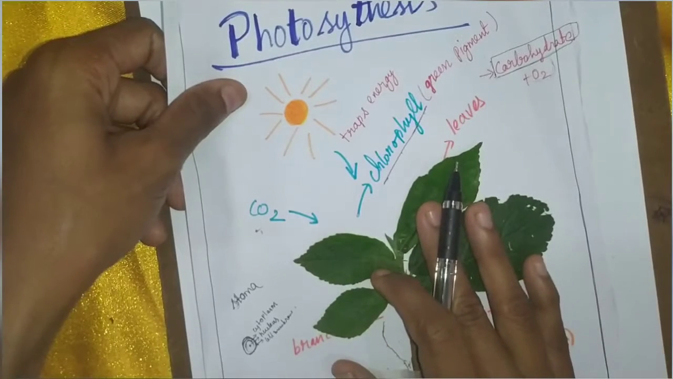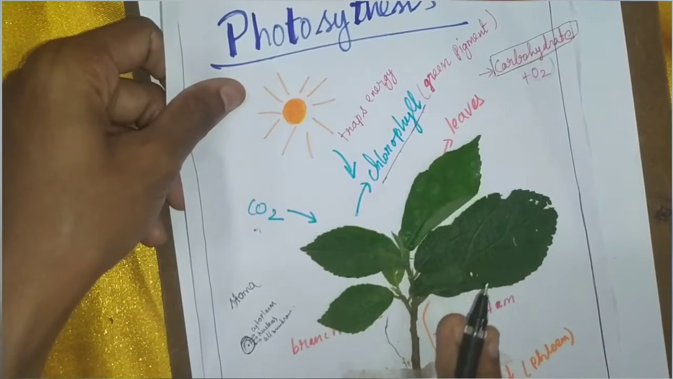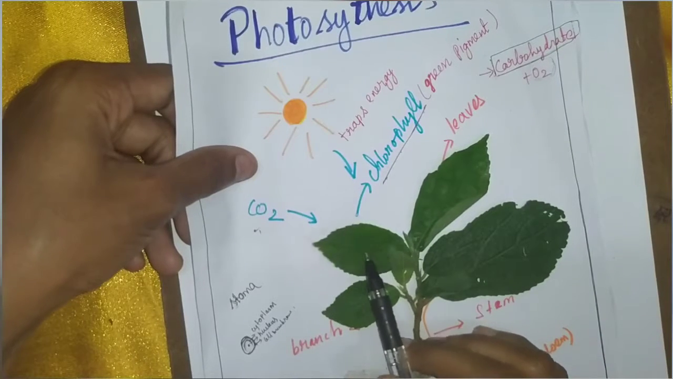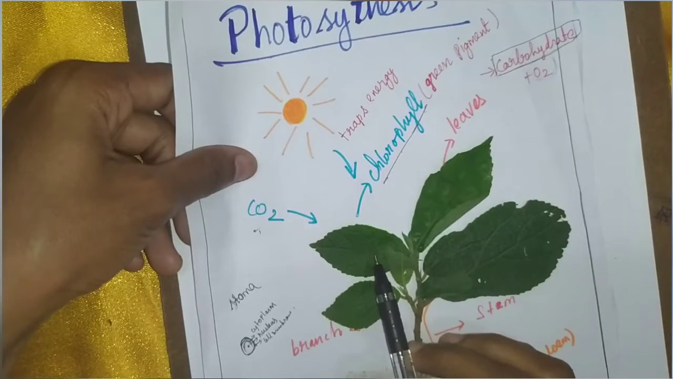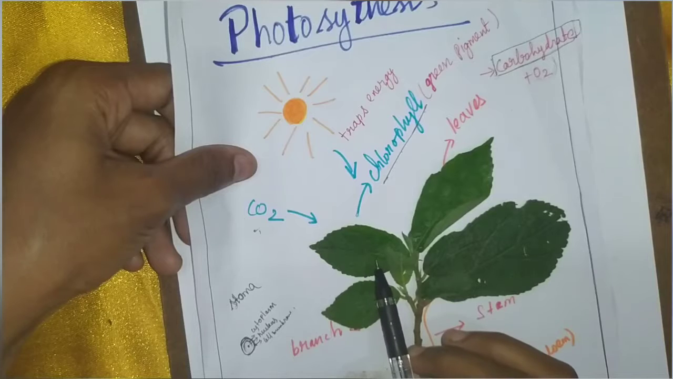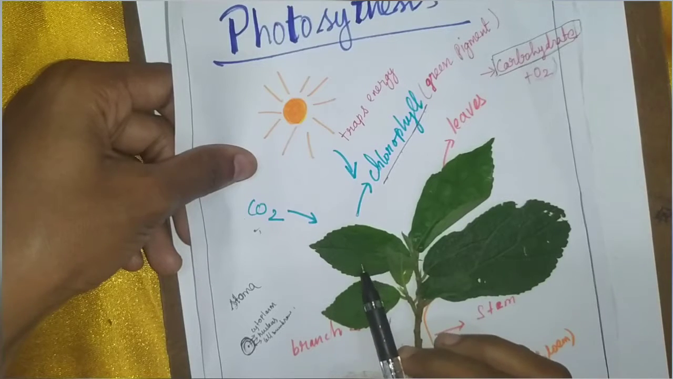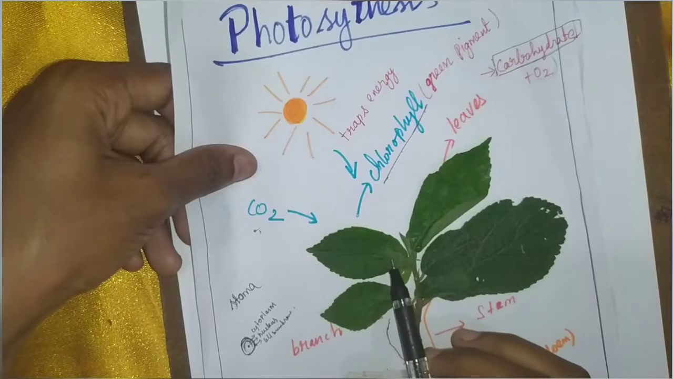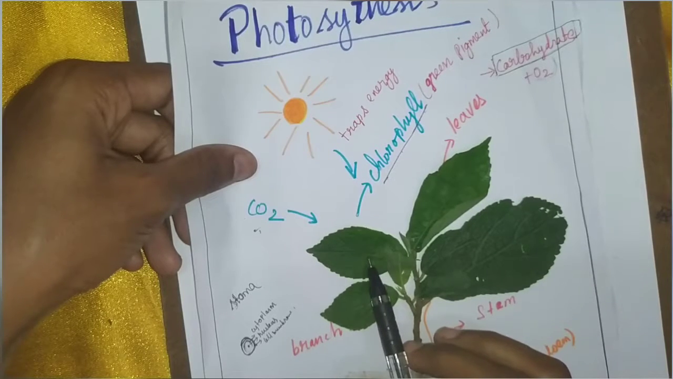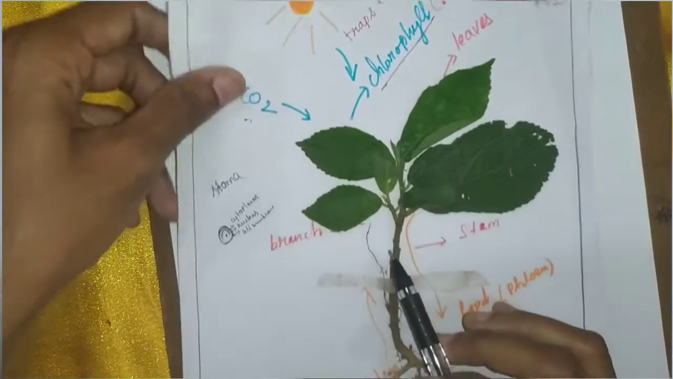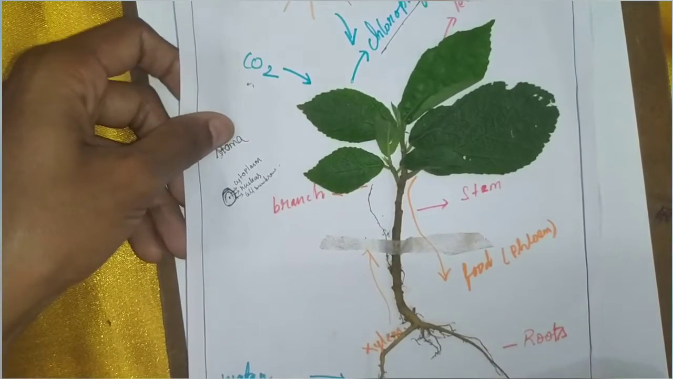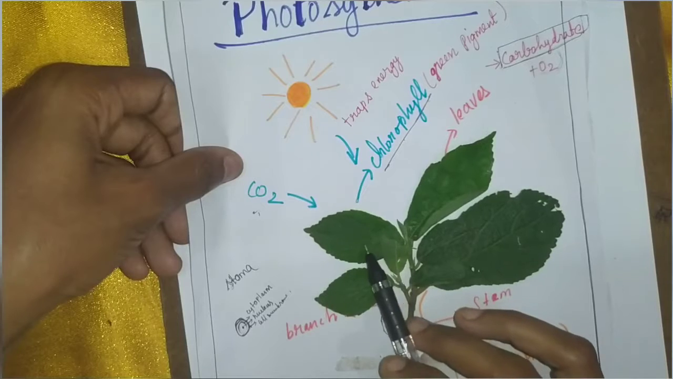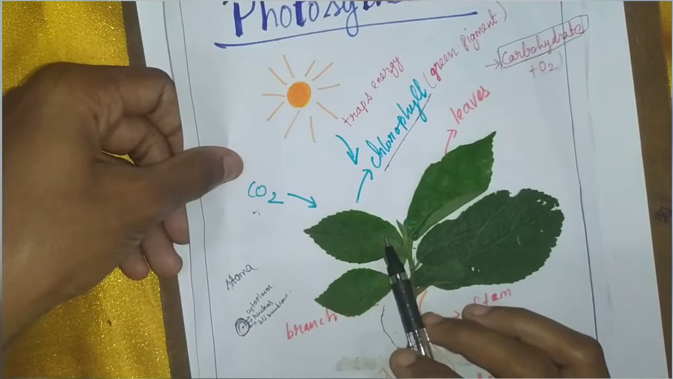In which part of the plant does the photosynthesis process take place? That is in the leaves. In the leaves they are preparing their food. The food making process takes place in the leaves and after preparing food, it is transported to the remaining parts of the plant. So leaves are called food factories of the plant.